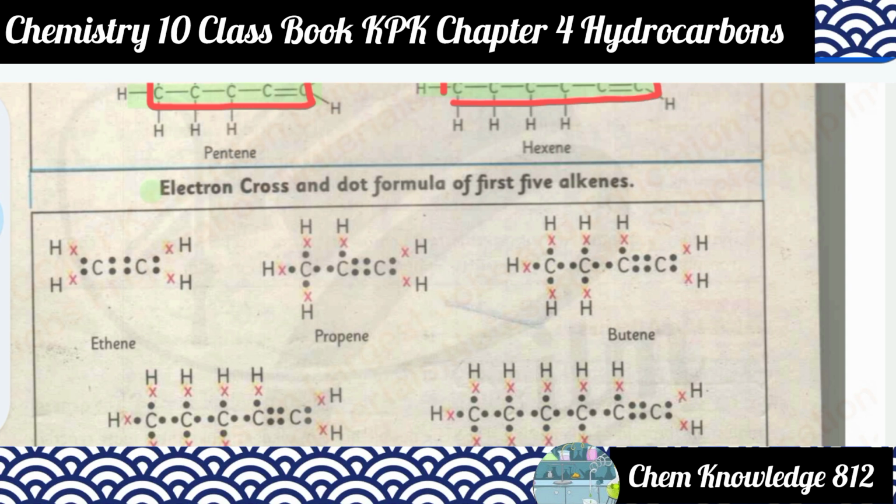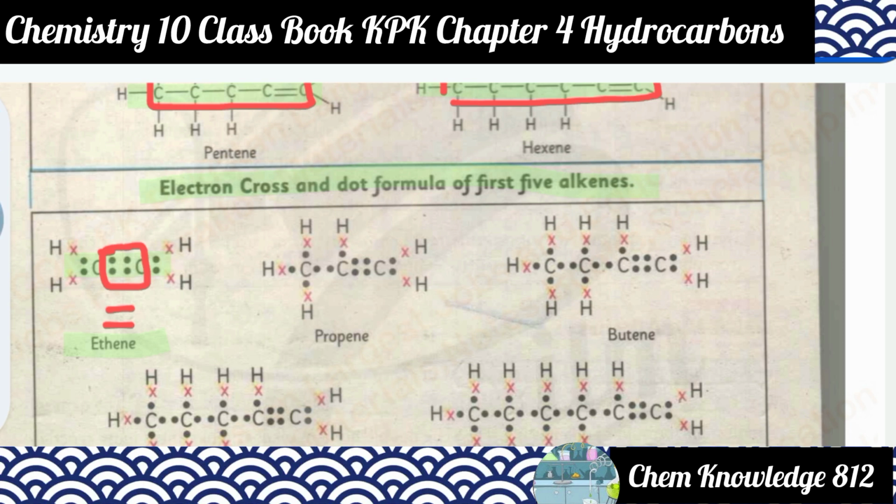This is the electron cross and dot formula of the first 5 alkenes. This is the ethene having the cross and dot formula. These are the 2 carbon atoms having 4 electrons for sharing. This is a double bond between 2 carbon atoms. A double bond is formed by the sharing of 2 electrons from each carbon atom.